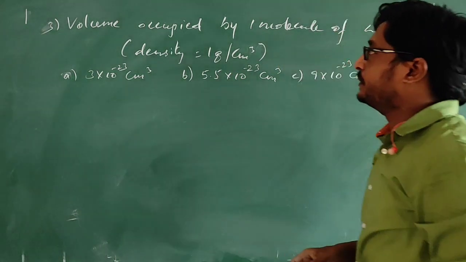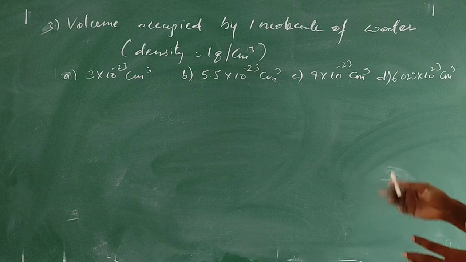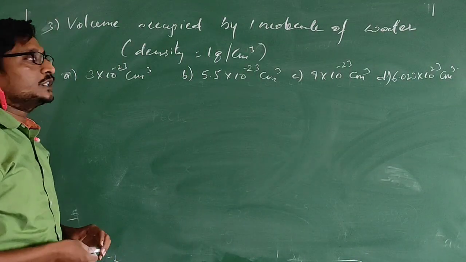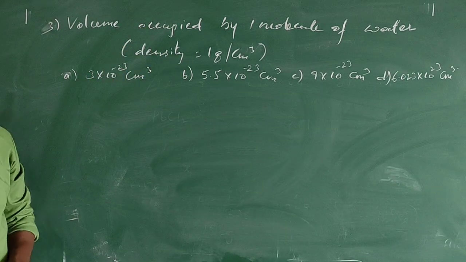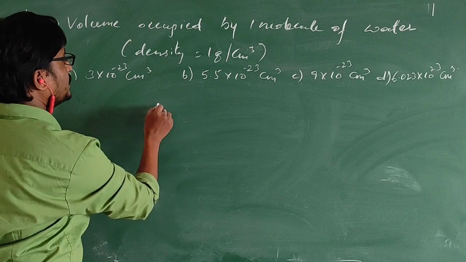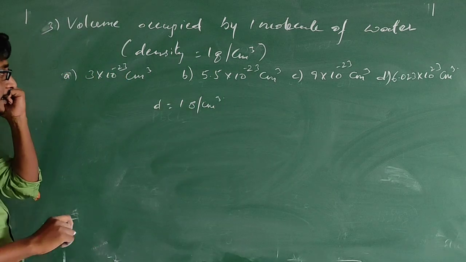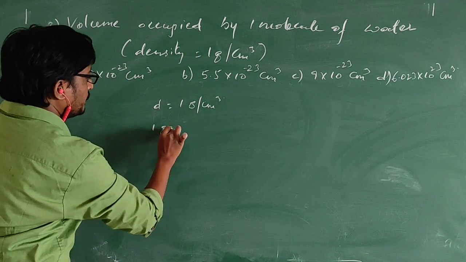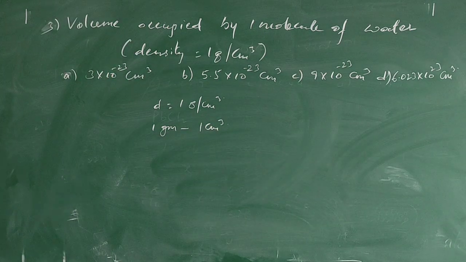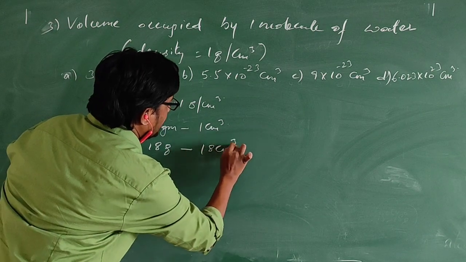So he is asking us to calculate the volume occupied by one molecule of water. To calculate that, he has given us a clue. Density of water, he is saying, is 1 gram per cubic centimeter. So using this clue, we need to calculate the volume occupied by one molecule of water. The density of water is 1 gram per cubic centimeter, so the meaning of this is 1 gram will occupy a volume of 1 cubic centimeter. Then 18 grams will occupy 18 cubic centimeter volume.